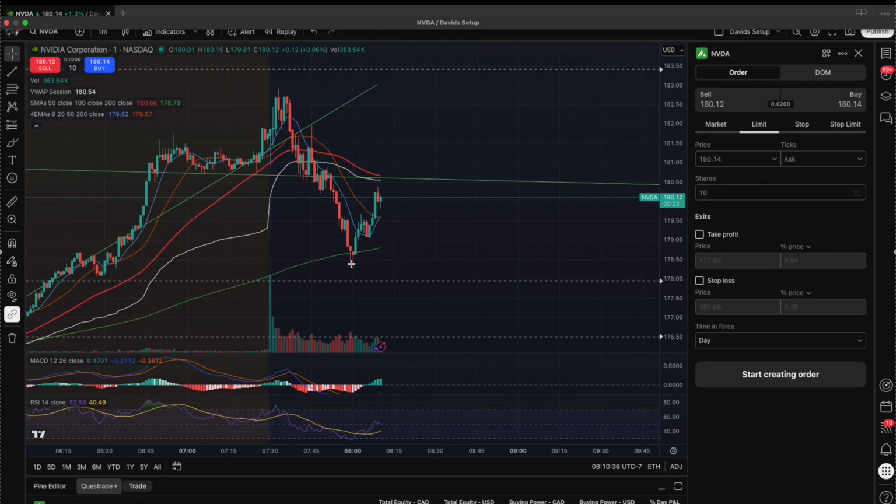Then, this is the beautiful part. This is what I did yesterday. So when we started recovering here, yesterday, I added more size and I had less size on the good setup. So I added more size on the bad setup. So this was a not as good setup as this. I entered on this candle, I believe, this red candle. I thought we were rejecting off the 20-day for a push lower again with a take profit of this line here, which was a good nice support.